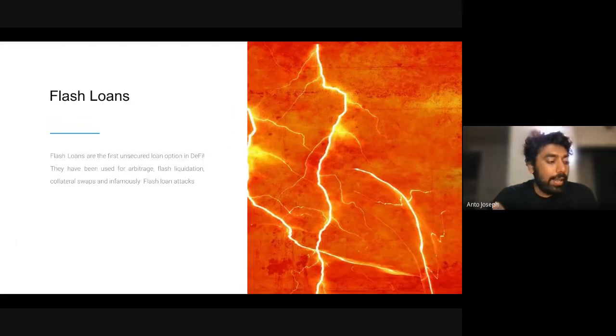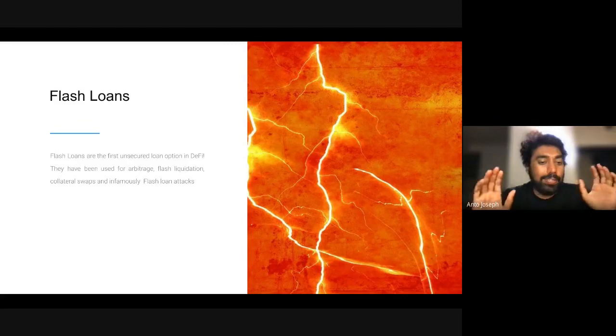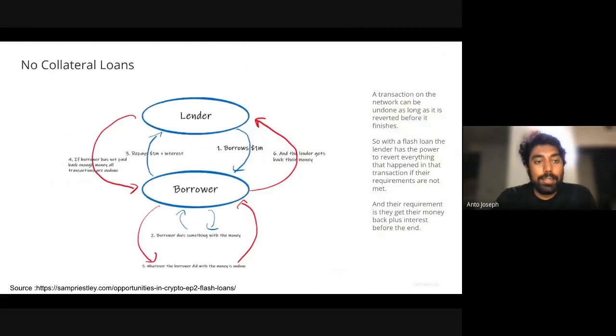Now, what's the deal about flash loans, right? So it was easy to take a regular loan from Aave, but what are flash loans? Flash loans are the first unsecured loan option in DeFi, which means you don't need to put down any collateral. I mean, that sounds wild, right? Why would someone give you a loan like that? They have been used for arbitrage, flash liquidations, and collateral swaps. It looks very attractive. So let's get into it.